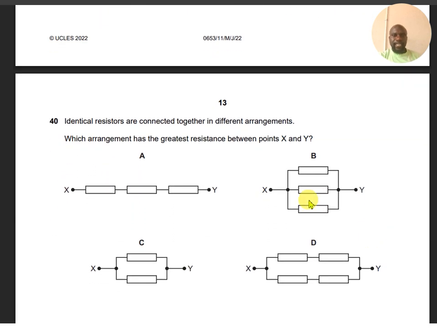Number 40. Identical resistors are connected together in different arrangements. Which arrangement has the greatest resistance between the points X and Y? After arranging the resistors, all right, fine. Number 40, identical resistors are connected together in different arrangements. Which arrangement is the greatest? The greatest is only obtained if we connect the resistors in series. So in this case, the greatest resistance is obtained here.